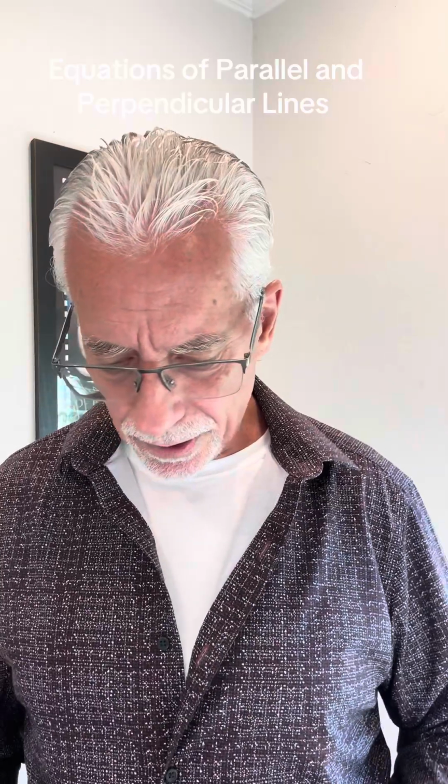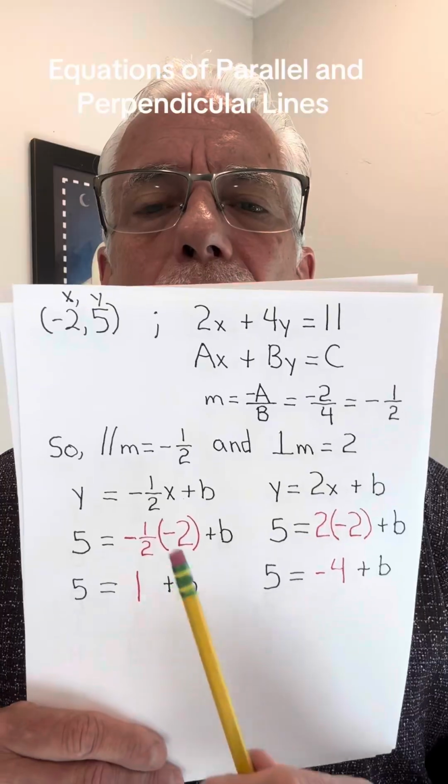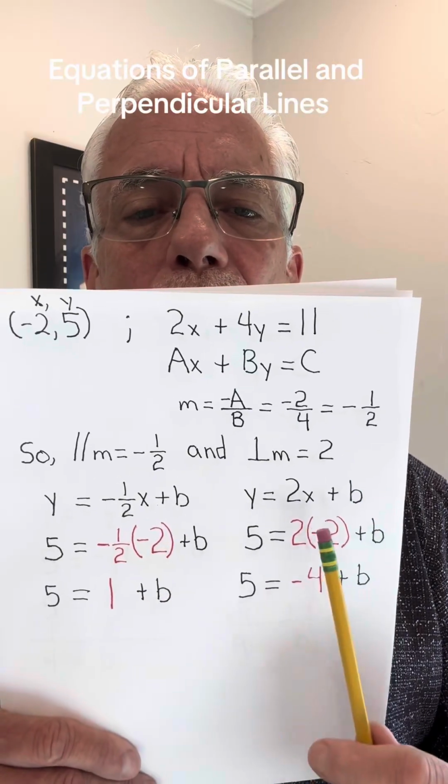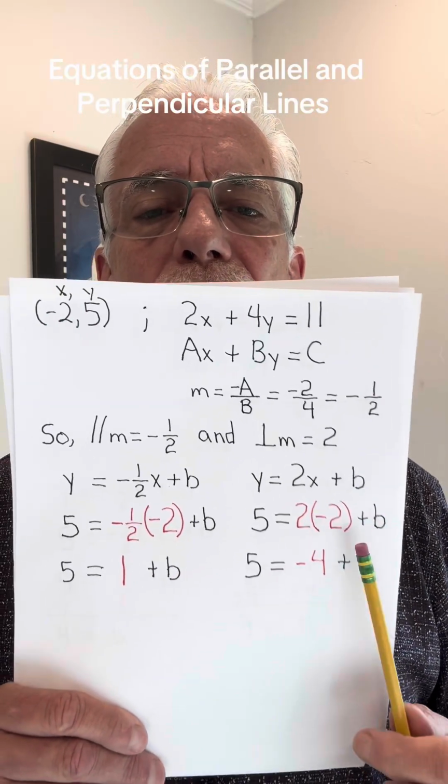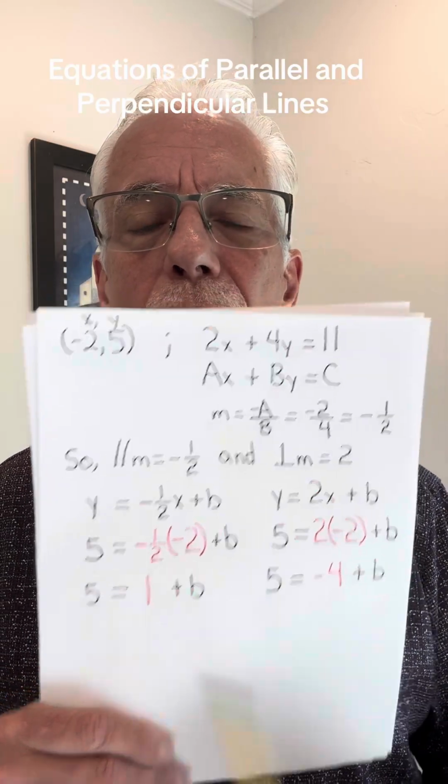Sorry, my papers are sticking together. So there we go right there. So I did these two guys, that gets me that, multiply these two guys, that gets me that. Now to solve for b, here I'm going to go +4, +4. Here I'm going to go -1, -1.